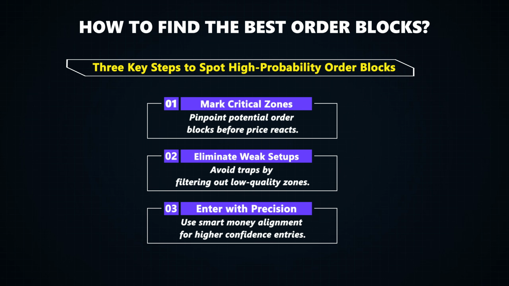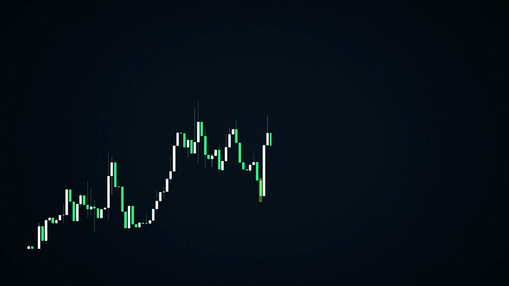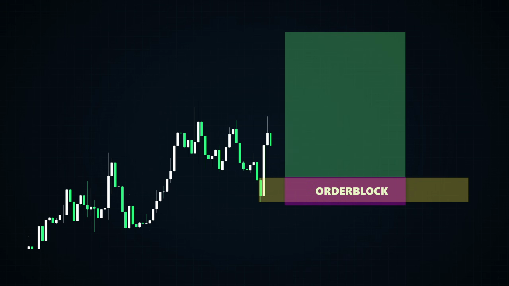In the next steps, I'm going to break it down step by step, so you can start spotting these high-probability order blocks and use them to your advantage. Stay with me, because the next part is going to give you the edge you need to succeed. Let's start with the first rule.